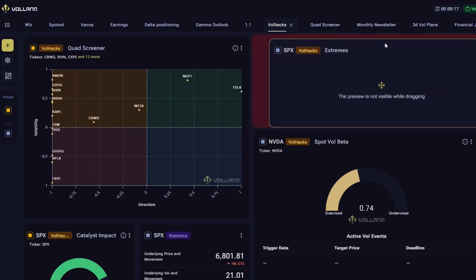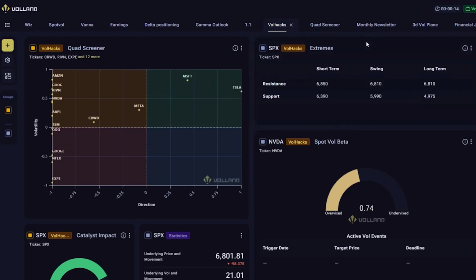The second VolHack is the extremes widget. This widget shows areas of support and resistance based on aggregate vanna levels at those prices. Short term represents 0 to 2 week extremes. Swing term represents 2 to 6 week extremes, and long term represents 2 to 6 month extreme levels.